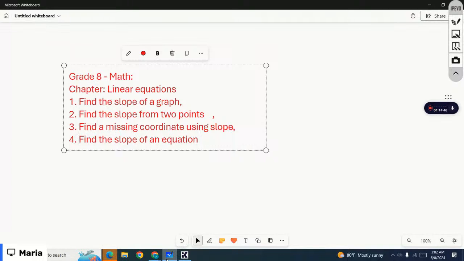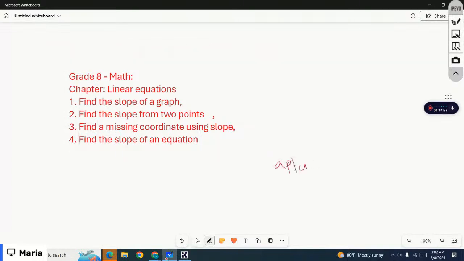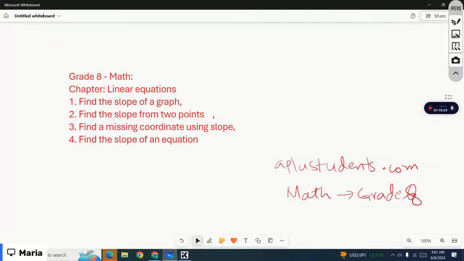We are here for grade 8 math. You can find all the lessons. You have to log in there using your email address and password as provided by the administrator. Then you have to select math from the subject tab. Scroll down to grade 8 and then click on view all lessons. There you can find a list of the chapters.